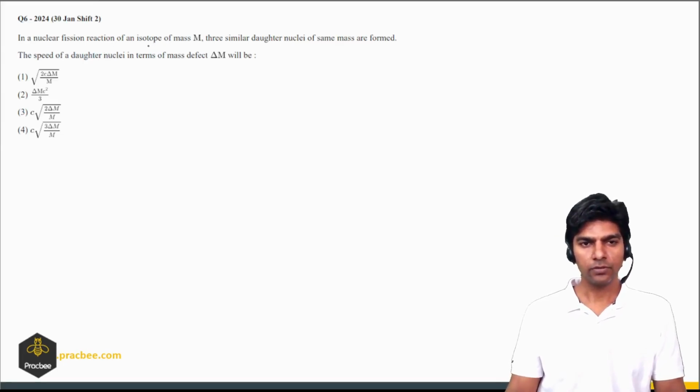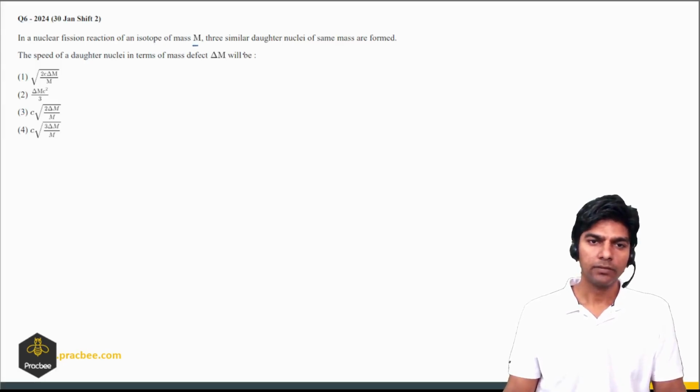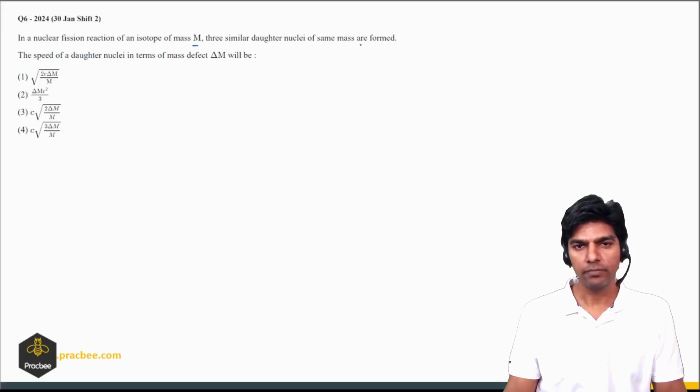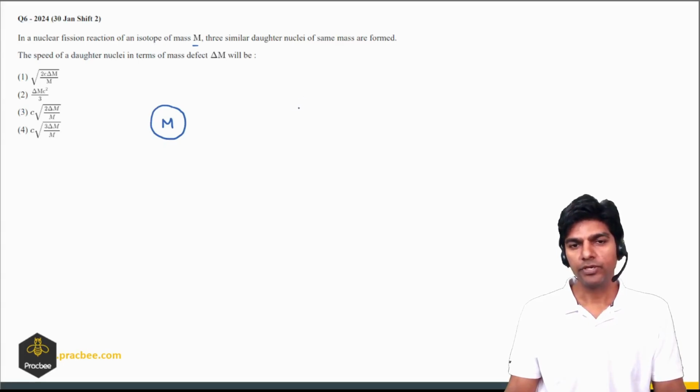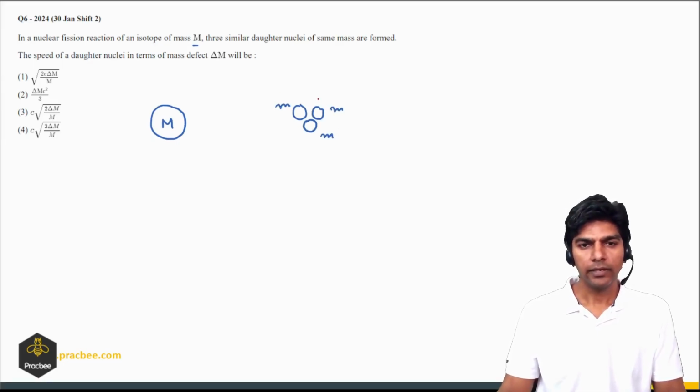In nuclear fusion reaction of an isotope of mass m, three similar daughter nuclei of same mass are formed. The speed of the daughter nuclei in terms of the mass defect delta m will be. Okay, right. So what we have given, let us say this is the nucleus which is having a mass m. Now it splits up into three parts. Let us say each part is having a mass small m. These are the daughter nuclei, and it is going in this direction, it is going in this direction, it is going in this direction, right?